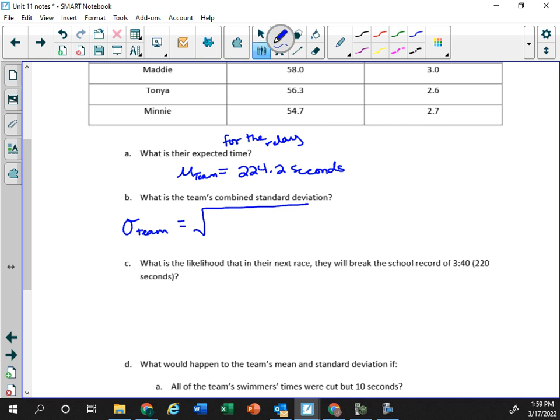Yep. All right, so you take each individual standard deviation, I think it was 2.8 squared plus 3.0 squared plus 2.6 squared plus 2.7 squared. You should get 5.56 seconds.